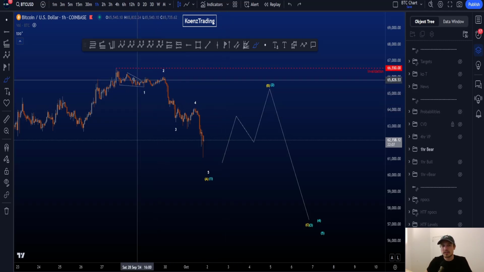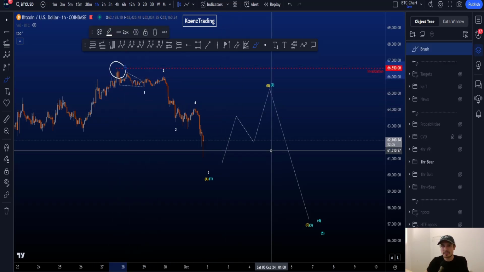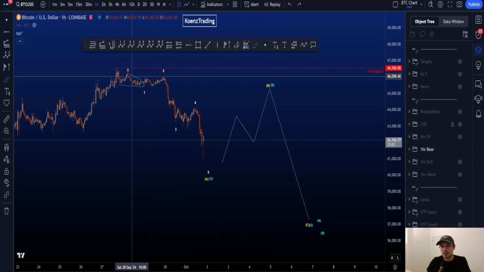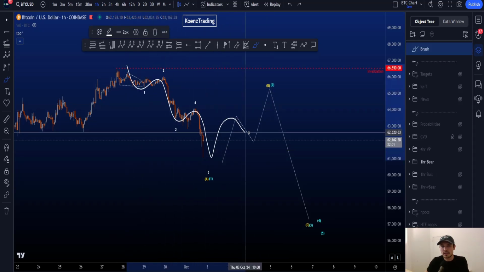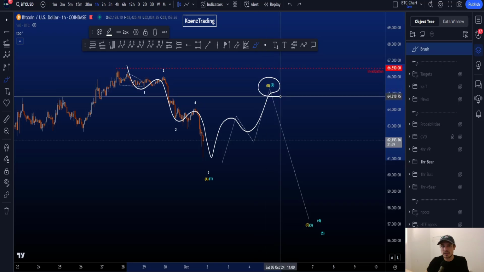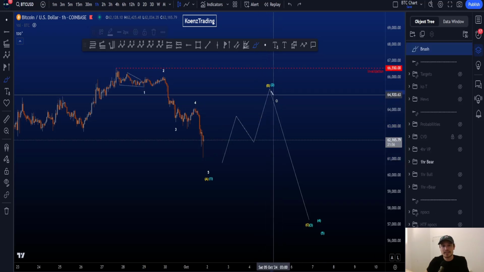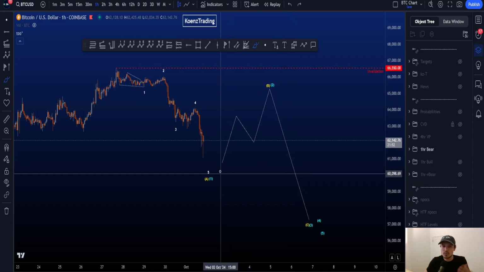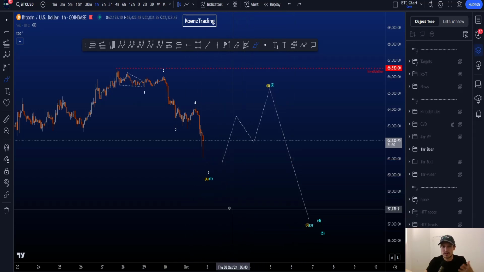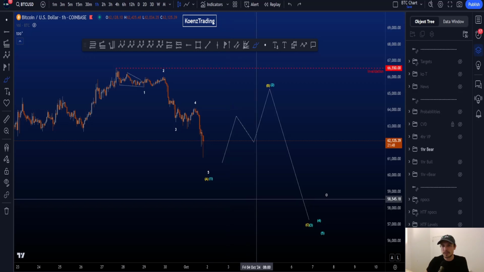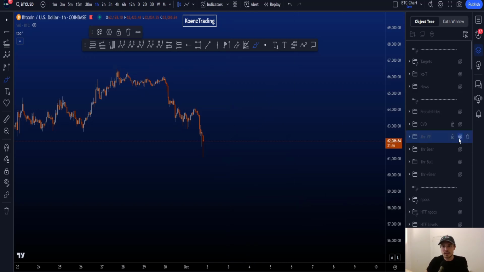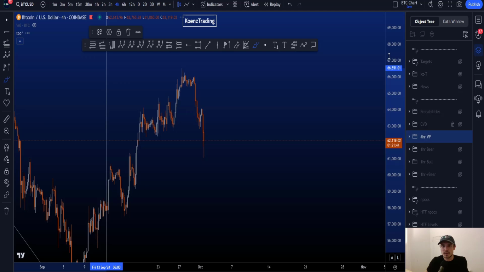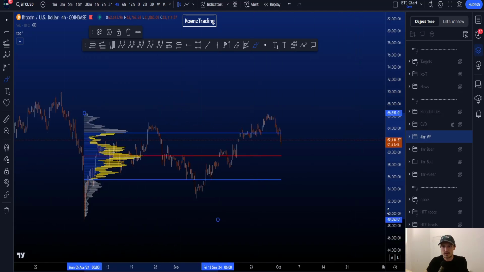However, the invalidation for this scenario is the high at 66.5k, and what you're going to be looking for is a 3-wave structure to the upside in a wave B or 2, and then still another leg towards the downside to take out the low, wherever the low of this wave 5 and therefore A or 1 is going to be. If we then finally go to the 4-hour time frame, I like to show you this volume profile.